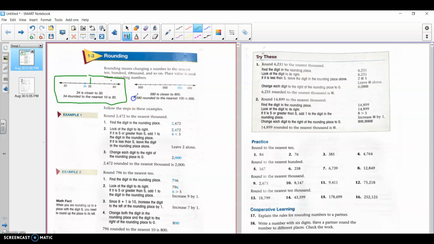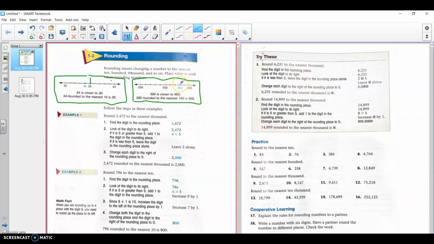The next number line they use is this one right here. And now notice we are rounding to the nearest hundreds, whether it's going to be 500 or 600. So visualize what number they're asking for. In this case, they're asking for 580.